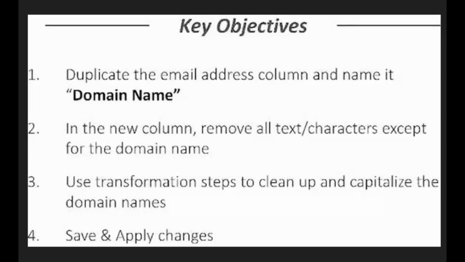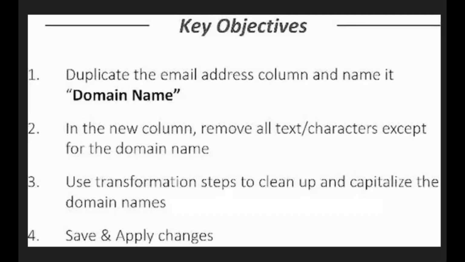So let us look into the first key objective, and that is you have to duplicate the email address column. In your table itself, that is the customer lookup table, there is a specific column which will be giving you the insight about the email address, right? You have to simply create a new column that should be a duplicate of that specific email address column itself. And then you have to name that column Domain Name. So you have to simply rename that column, right? That's a very easy question.